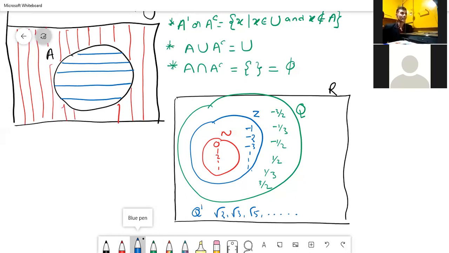So now the rational numbers union irrational numbers together will form real numbers. And if you want any common elements in rational and irrational numbers, there will be none. So it is the empty set, like that.